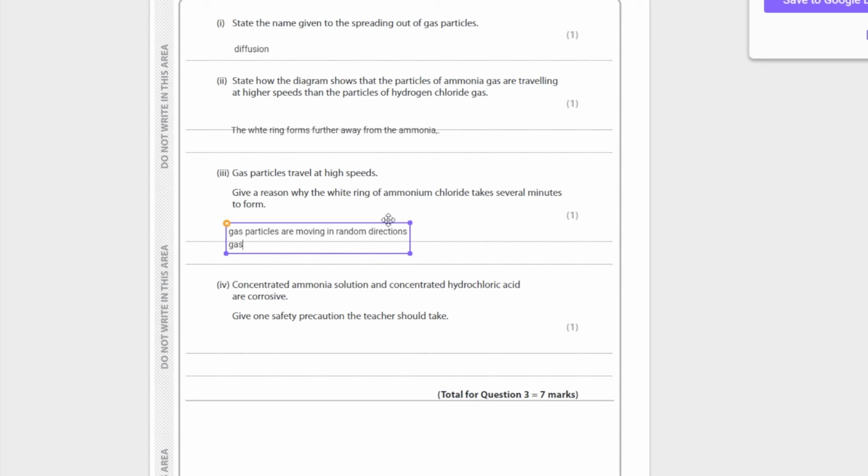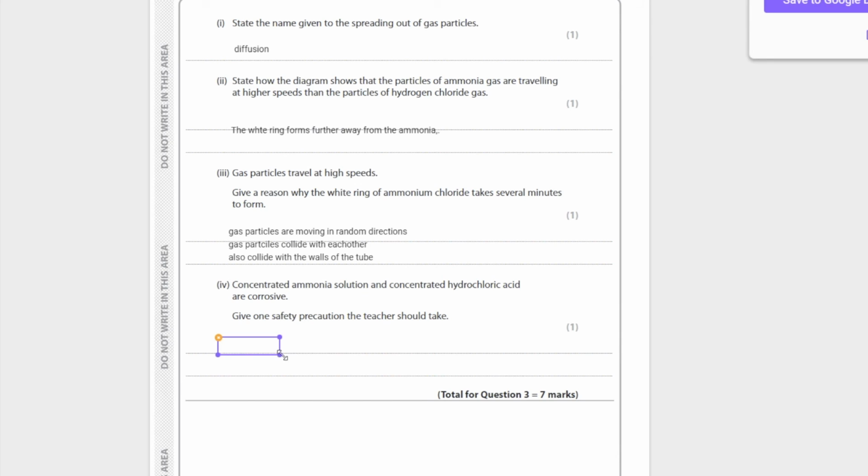Okay, and now another one. Gas particles collide with each other. That's another major problem, because even though they're traveling very fast, the reactions are not going to happen instantly because they're constantly colliding with other particles, and they also collide with the walls of the tube. So they're not just moving forward in a constant motion, they're colliding everywhere, moving randomly, and then it takes several minutes, and finally they react, forming the white ring.